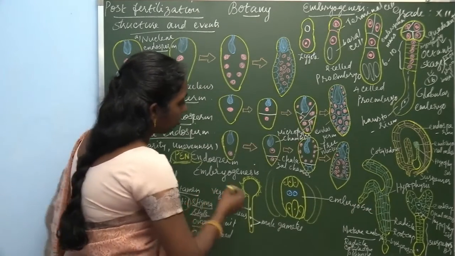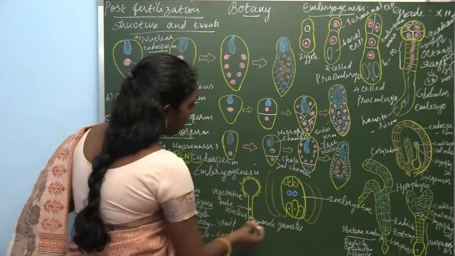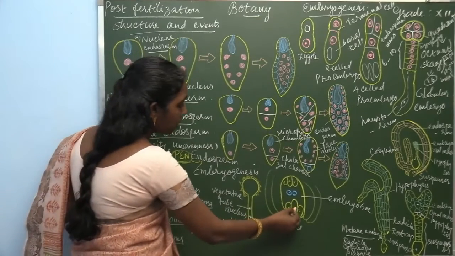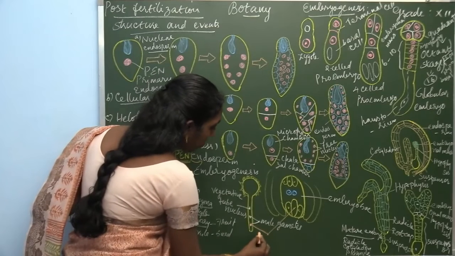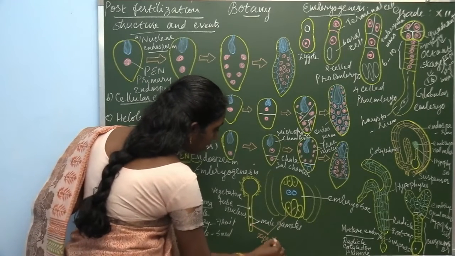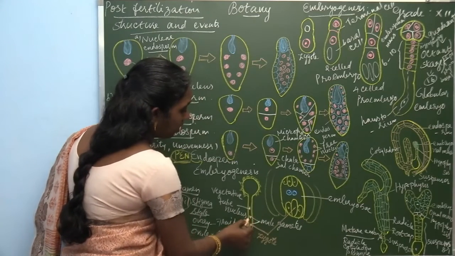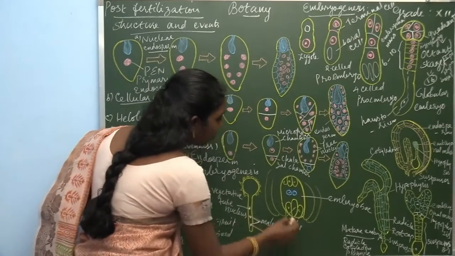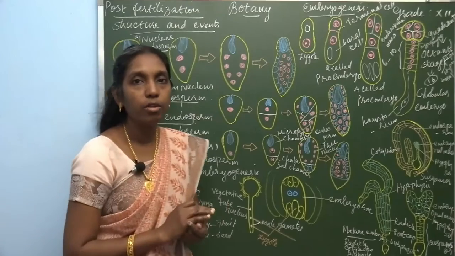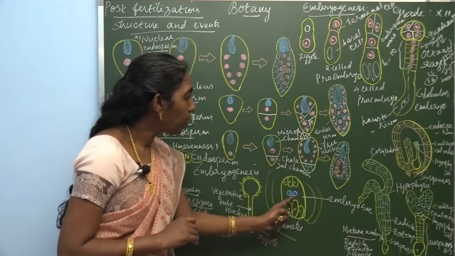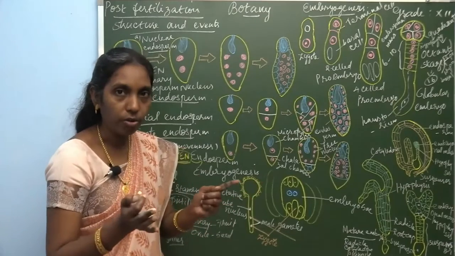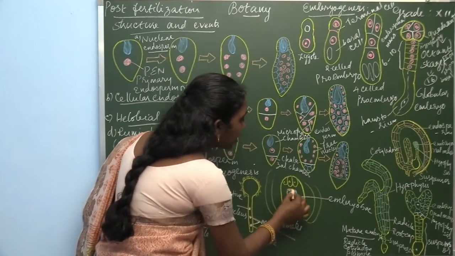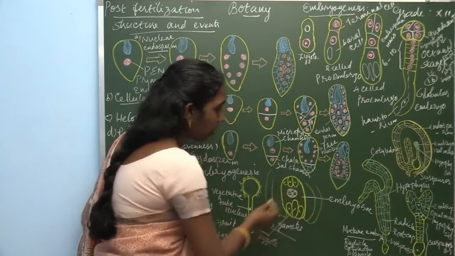Now in this structure, there is fusion of the male gametes. One male gamete fuses with the egg and forms the zygote. Another male gamete fuses with the secondary nucleus. How does the secondary nucleus form? Already there are two polar nuclei. These two nuclei fuse and become the secondary nucleus.